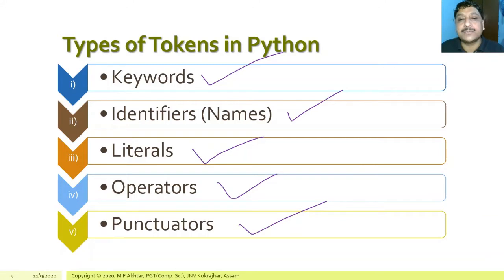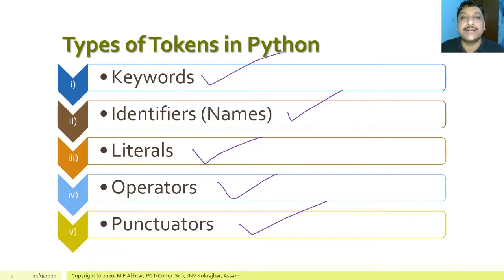Identifiers or names: while writing programs we have to give different names for different parts of the program. Those names are known as identifiers in the Python language. Literals are just the text messages or the numbers which can be given for processing. Operators are used to do some computation work.